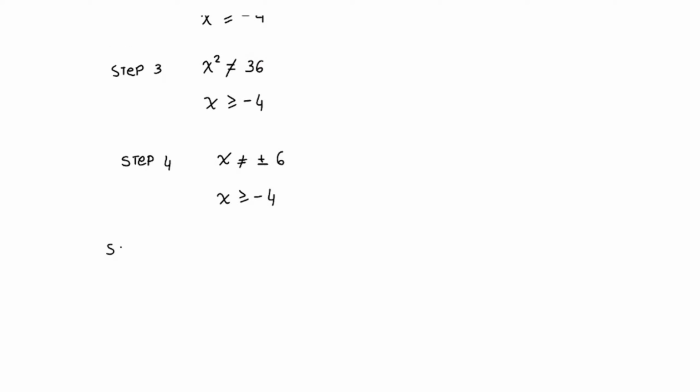Now we combine the conditions. To do this, we draw a number line and write the values in order. Negative 6, negative 4, 6. Now let's interpret the conditions. The first condition says, all real values are allowed except negative 6 and 6. The second condition says, x must be greater than or equal to negative 4. Now we look at where both conditions are satisfied at the same time. From negative 4 onwards, all values are allowed except 6.